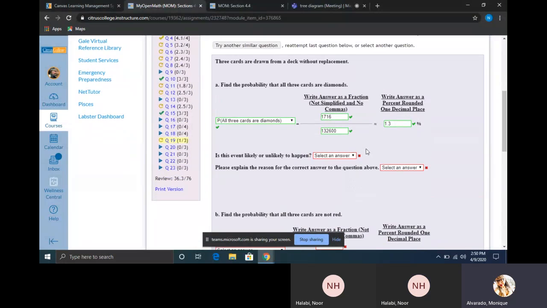I was thinking in my head, maybe we have to simplify. That's what I thought too. Oh, well. By the way, the common factor, if you're wondering, is 156. They're both divisible by 156. Oh, wow. Okay. Thank you.